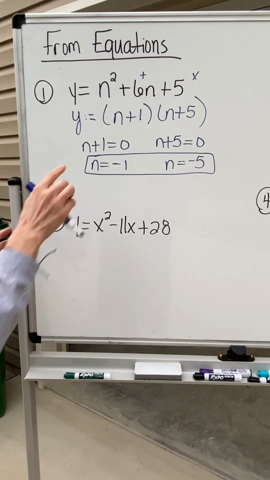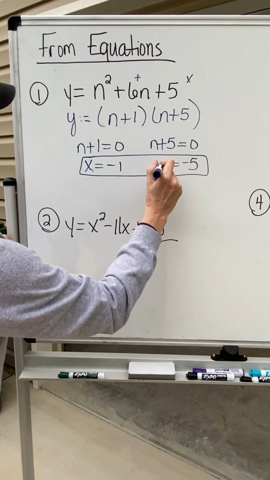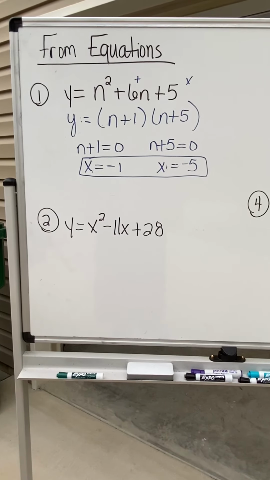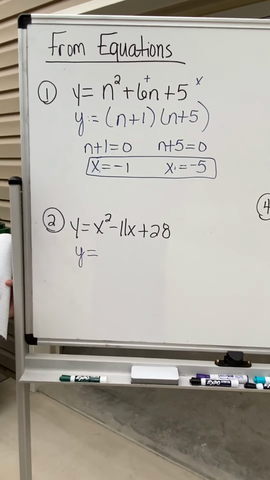So your two answers, again, pretend like I'm going to interchange these back to x. I shouldn't have had the n. So pretend like all those n's are x's. So that's what you're going to do. So for number 2, and I actually do have x's there, so that's good. The first thing we're going to do is factor it.